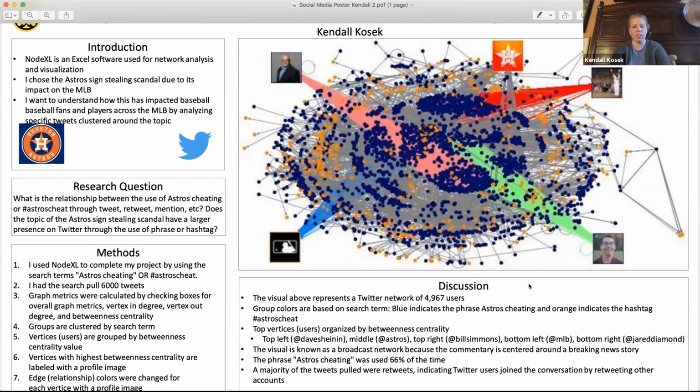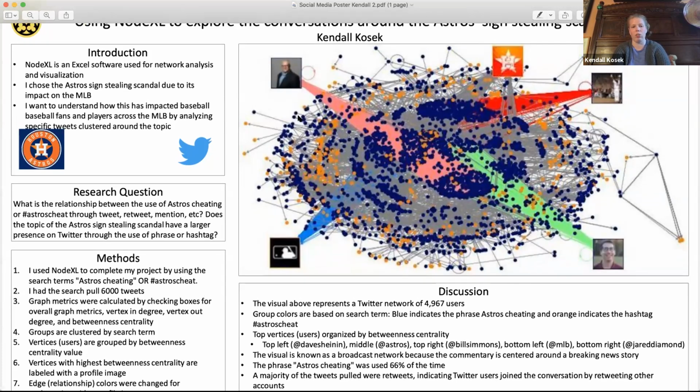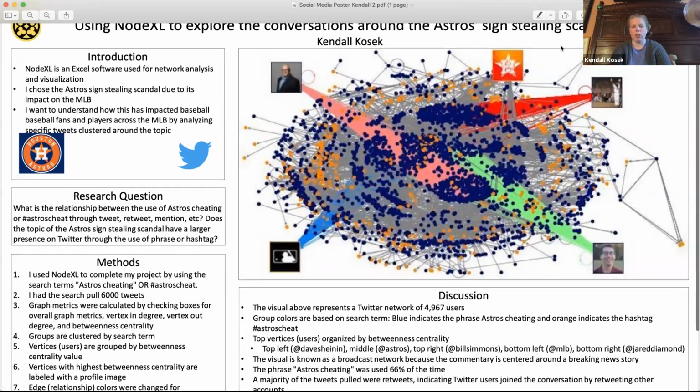And then the vertices, or the users with the highest betweenness centrality, are all the users up here who have their profile image shown. So basically these 5 users were the most central in the conversation on Twitter. So the one here in the middle is the actual Astros verified Twitter account. So you would assume that they are one of the most central since this entire thing is about them.